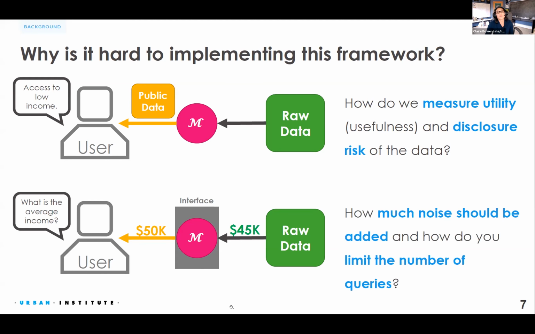But the issue with this kind of framework is how much noise you should add. Let's say that when the person asks what the average income is, is 5,000 enough? Or is that too much? Maybe we need to back that off because it's an unnecessary amount of noise being added to the data. Or is that not enough? Maybe that's too identifying and we have to add more. So that's also hard to balance.